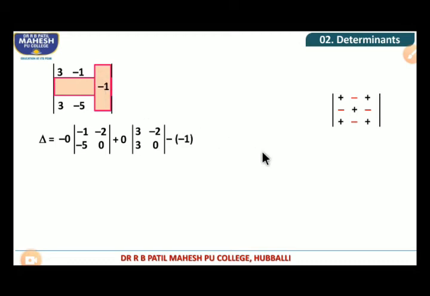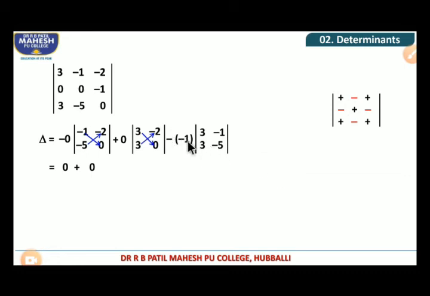So minus into the bracket of -1. The determinant is obtained by deleting the second row and third column. So we have the determinant 3, -1, 3, -5. Now we can simplify this. -0 means it is 0 only, and after finding the value of this determinant and multiplying with this 0, it is again 0 only. Similarly for the second term also, if you multiply the value of this determinant by this 0, again it becomes 0 only.